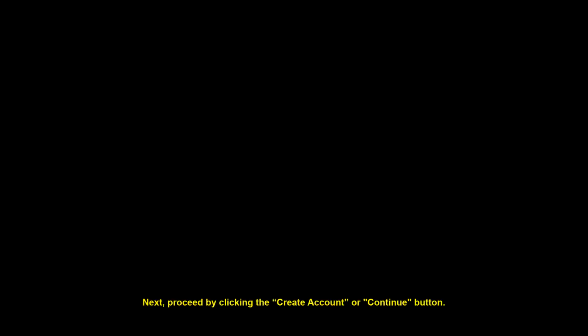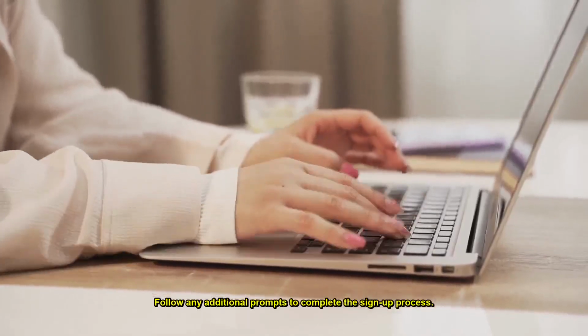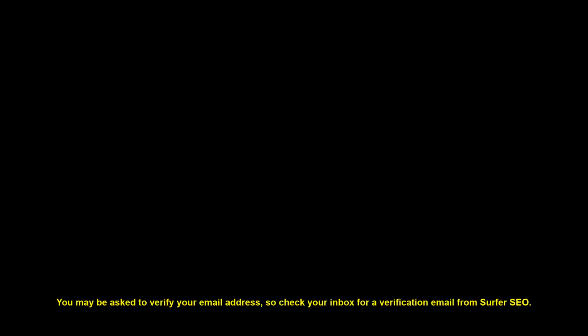Next, proceed by clicking the Create Account or Continue button. Follow any additional prompts to complete the sign-up process. You may be asked to verify your email address, so check your inbox for a verification email from Surfer SEO. Open the email and click on the verification link provided.